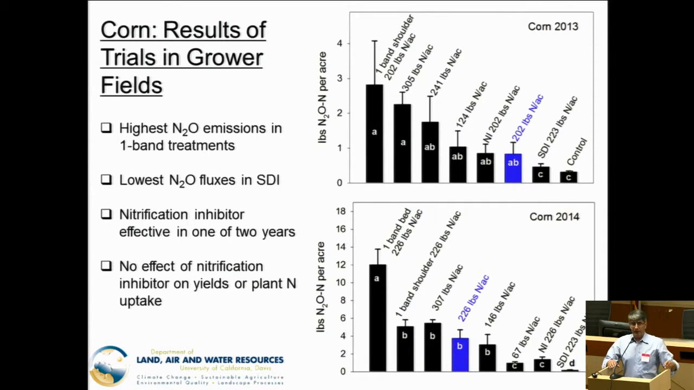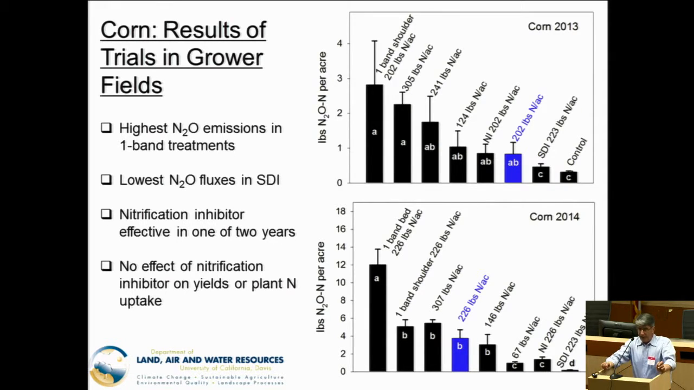So comparing the seasonal emissions in all the treatments, by far the highest were these one-band treatments in both years on the left side, and then the lowest emissions were from the subsurface drip irrigation treatment. In the second year, there was actually a reduction of 95% compared to the standard treatment, which is shown as the blue bars. These are the grower standard fertilizer rate.